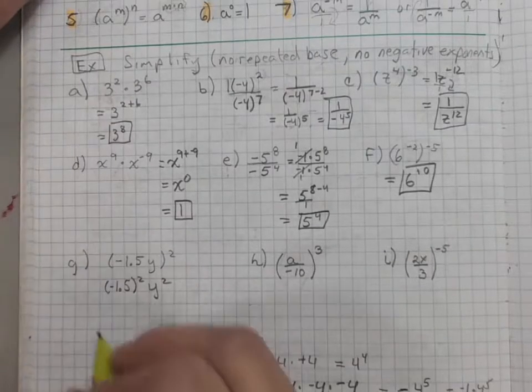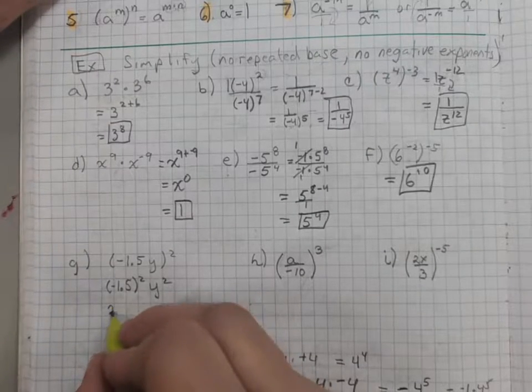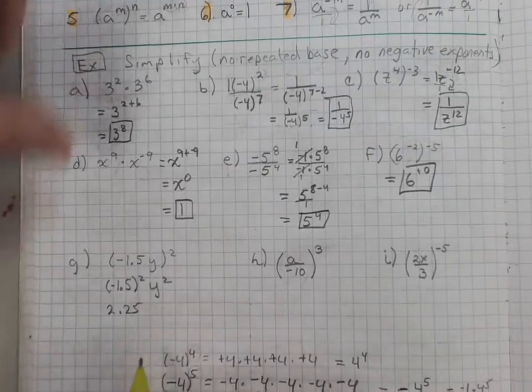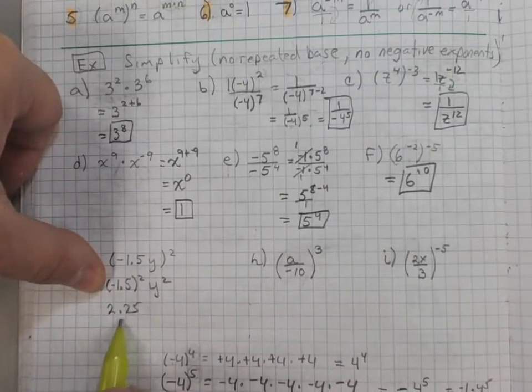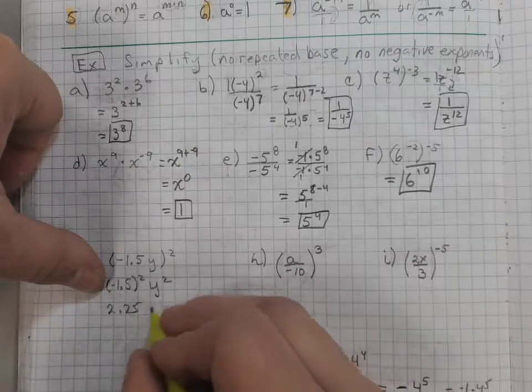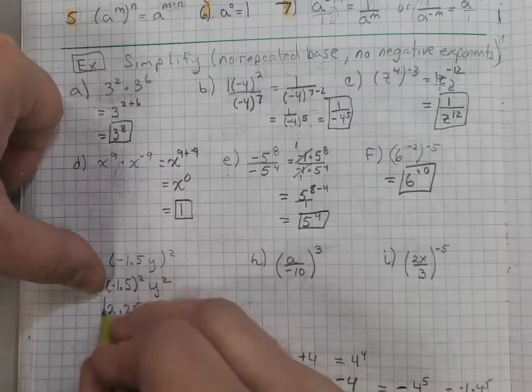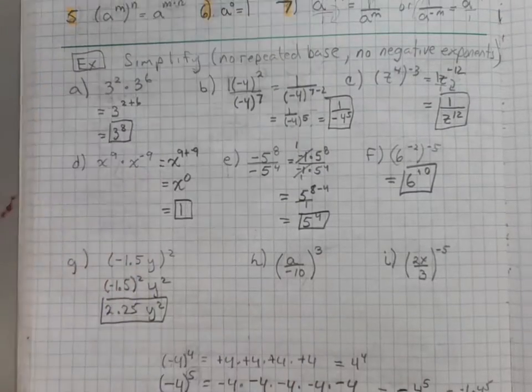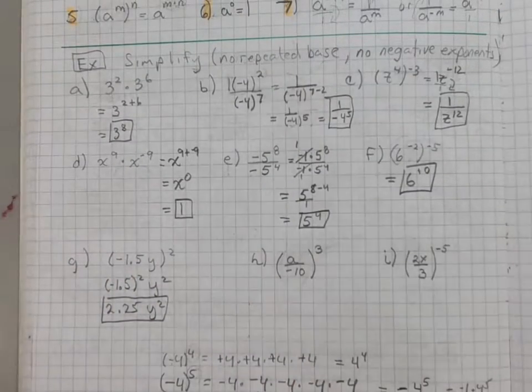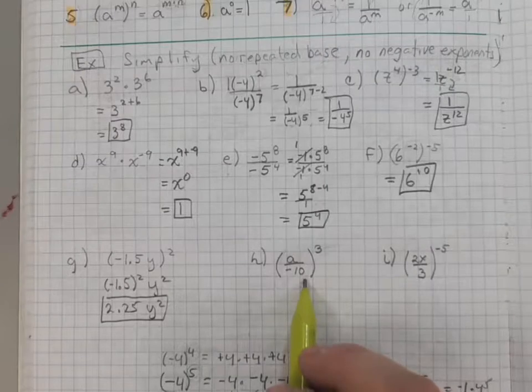And the only thing is to simplify this. 1.5 times 1.5 is 2.25. Negative 1 times a negative times a negative is a positive, so this is positive. And y squared doesn't simplify, and there's our answer. Typically with small powers, we actually multiply out the value. All right, here's the next one.